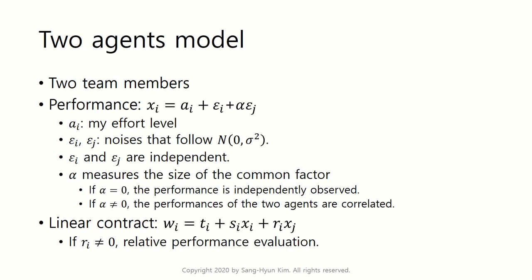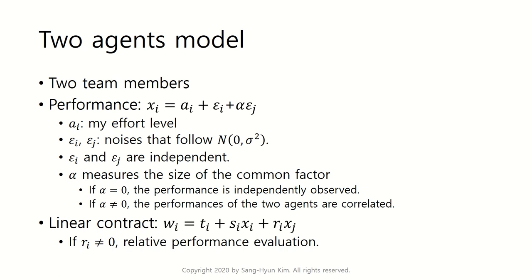We consider a linear contract as before. Wi is the wage of agent i, and it looks like this: Ti plus Si times Xi plus Ri times Xj. Previously we didn't have this Ri times Xj. What is Xj? Xj is the performance of agent j. So my wage depends not only on my performance, but also on others' performance. That's the idea.